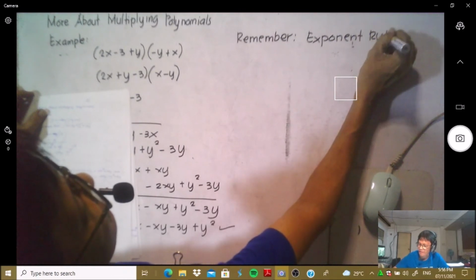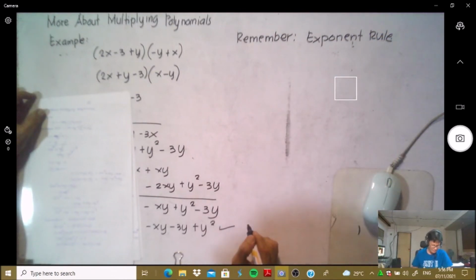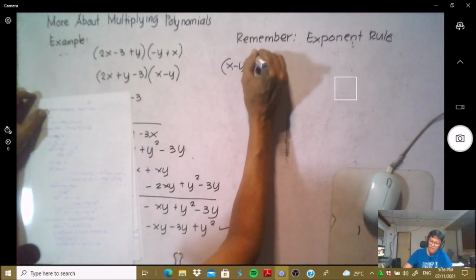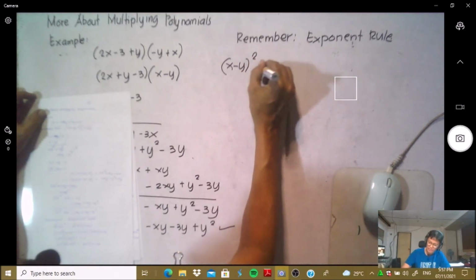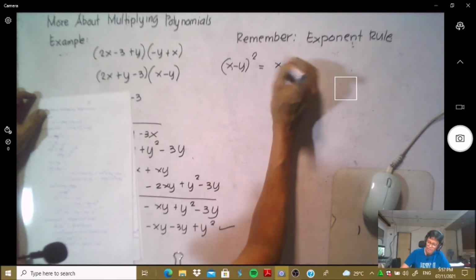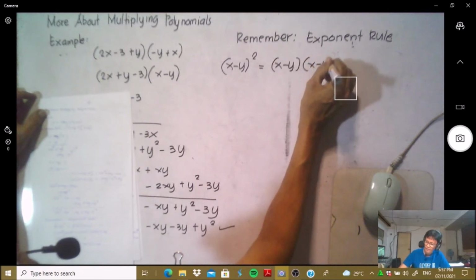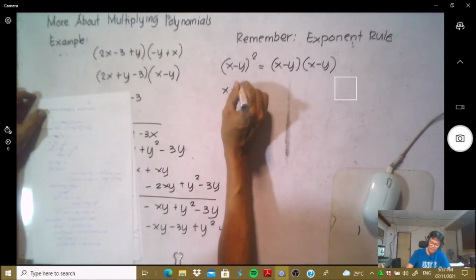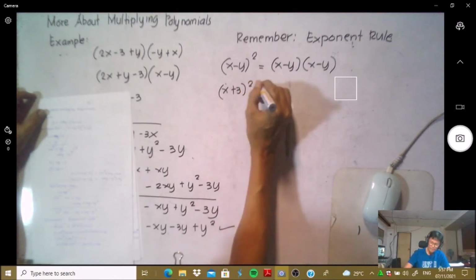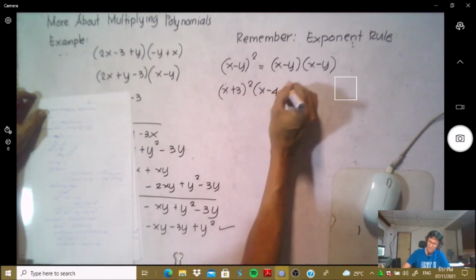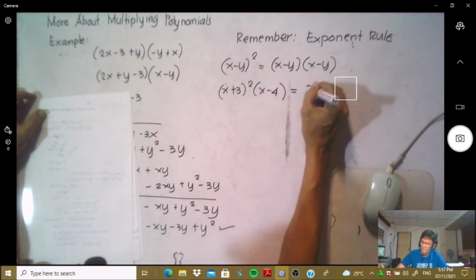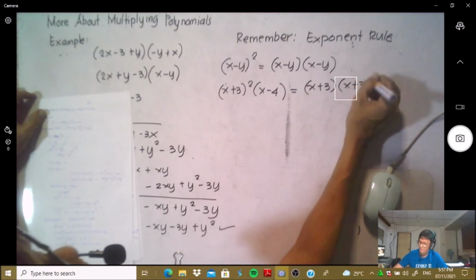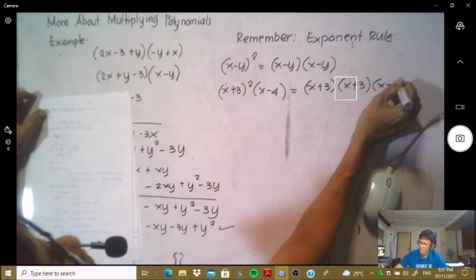That the following are under the exponent rules. Supposing we have x minus y outside the parentheses, so we have x minus y squared. It simply means that we have to multiply x minus y to x minus y. Then we have x plus 3 squared multiplied by x minus 4. We have to write this as x plus 3 multiplied by x plus 3 once more, then x minus 4.